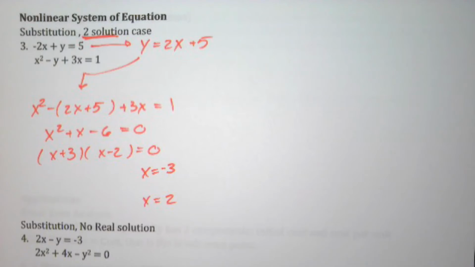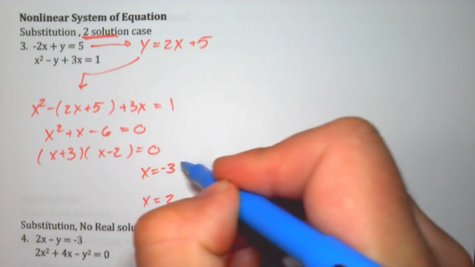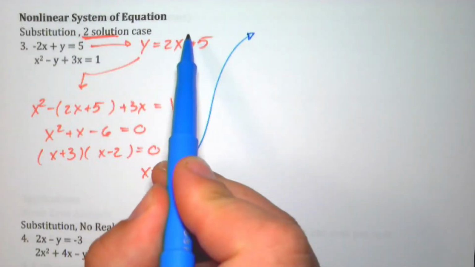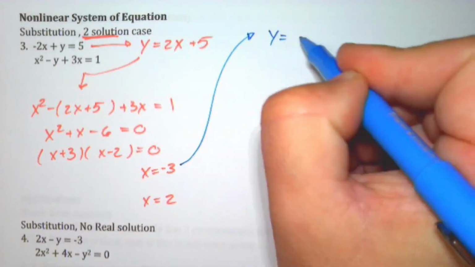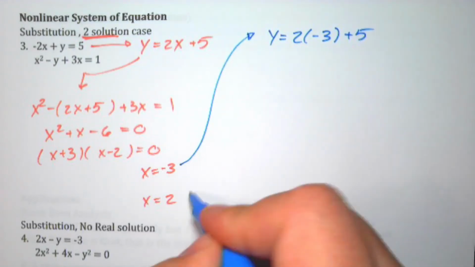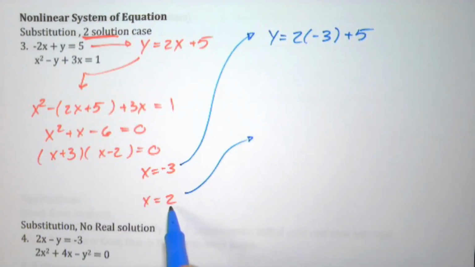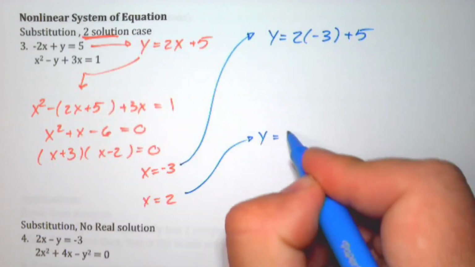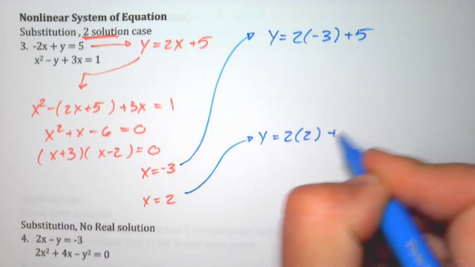So what do we do from here? We look at both cases. We take this x is negative 3 and we plug it in to the original. So we get the y that pairs with that negative 3. And then we just do the same thing down here for the x being equal to 2. So it's still that same original one we solved for, 2 times 2 plus 5.